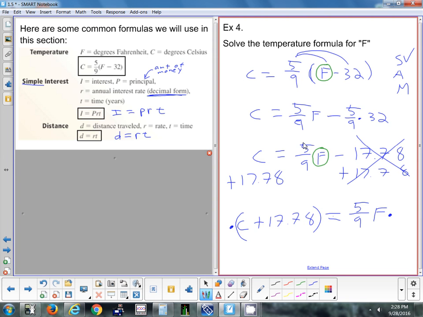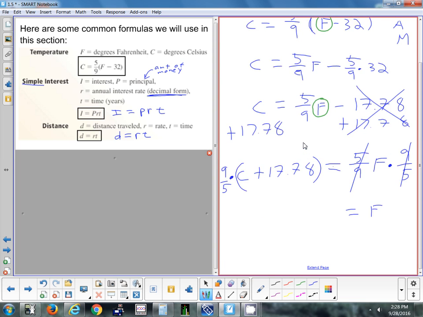Reciprocal? Yeah, you're going to multiply by the reciprocal, and that's going to get exactly what we want. Okay, what's the reciprocal of 5/9? Right, Sabrina? Yeah, 9/5. 9/5. And you multiply by the reciprocal, cancels that out.